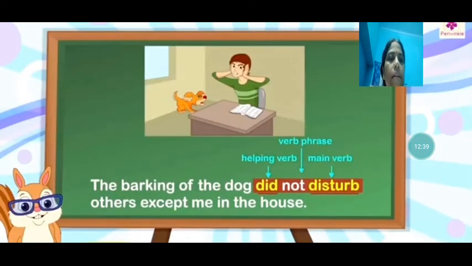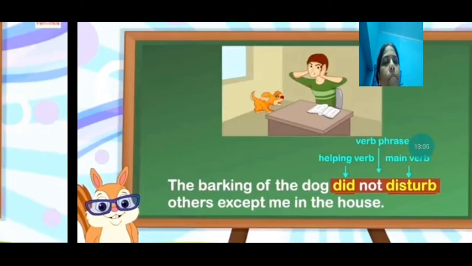You can find that. So see here, the barking of the dog did not disturb others except me in the house. So here a helping verb is did. Then the verb phrase, you can just see helping verb did and then not, and main verb is disturb. So this makes the verb phrase. Did not disturb is a verb phrase.